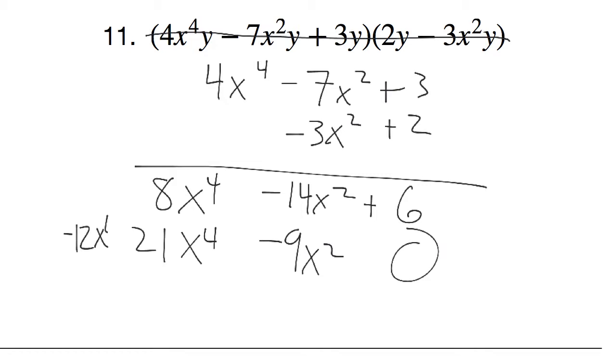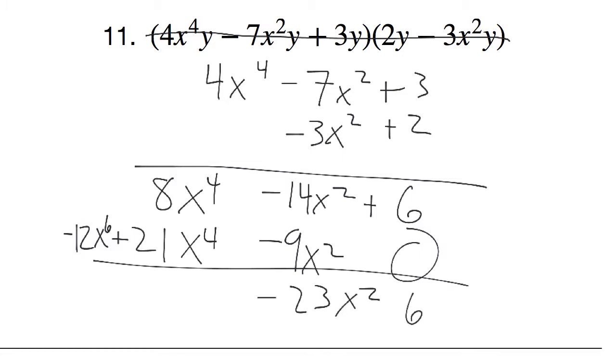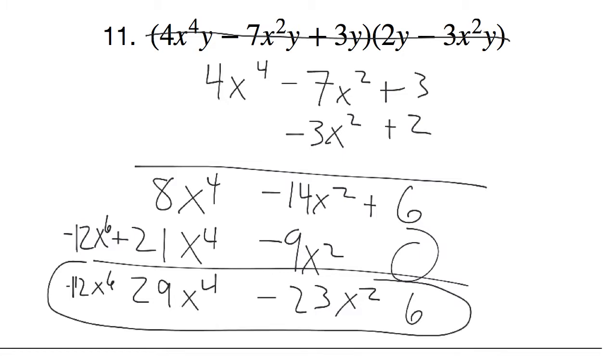Add them up. Like terms give you this. 8 plus 21 is 29x to the fourth. Negative 12x to the sixth. And there's your answer.